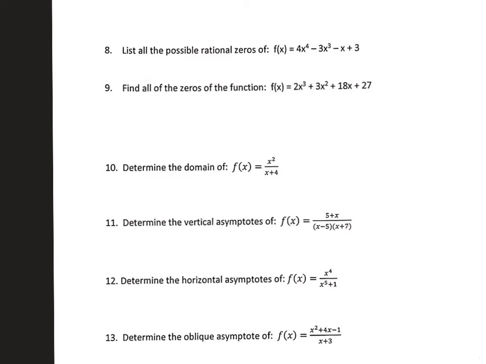Okay, number 8, just make a list. Remember, when you make a list, you take the factors of the last number, 1 and 3, and put them over the factors of the first term, which is 1, 2, and 4. So you put 1 over 1, 3 over 1, 1 over 2, 3 over 2, 1 over 4, 3 over 4. And that's all you do for that one.